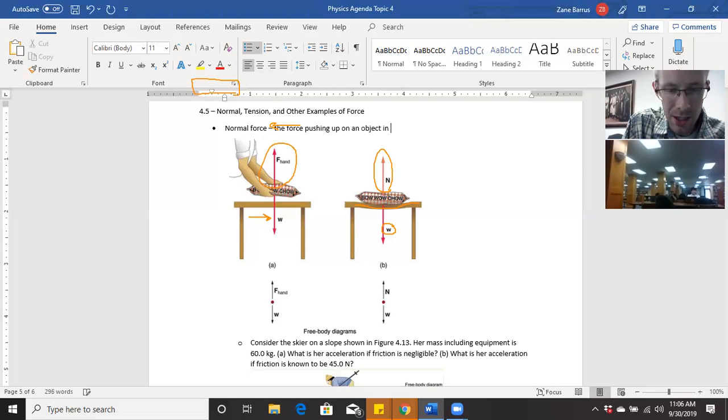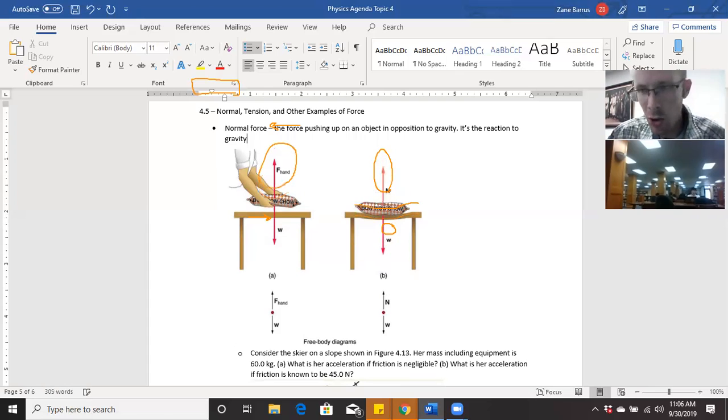So normal force is the force pushing up on an object in opposition to gravity. Okay. It's basically the action-reaction force. Okay. So it's the reaction to gravity, basically. That's the normal force. Okay.